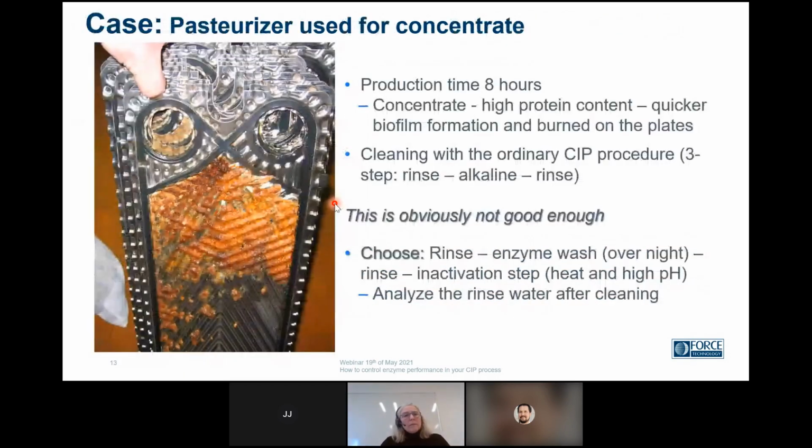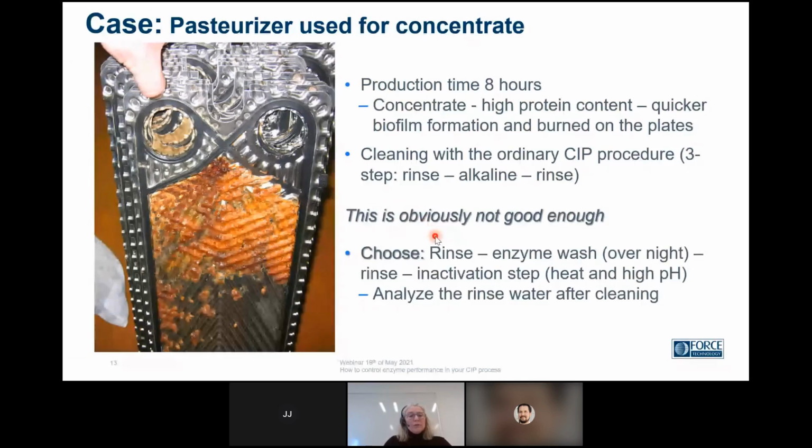And the last case is the pasteurizer used for concentrate. It has a production time of 8 hours. It is a concentrate with a high protein content that gives quicker biofilm formation in the equipment of the pasteurizer, and we can see that the proteins are burnt on the plates. The cleaning process is an ordinary cleaning-in-place procedure. It's three-step with rinse, alkaline, and rinse. And you can see it's obviously not good enough.